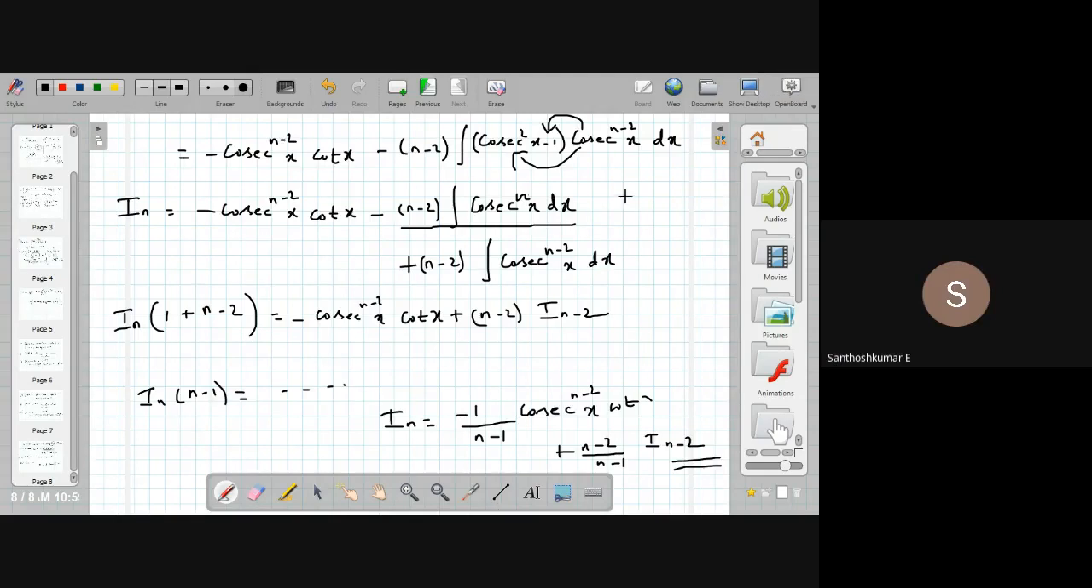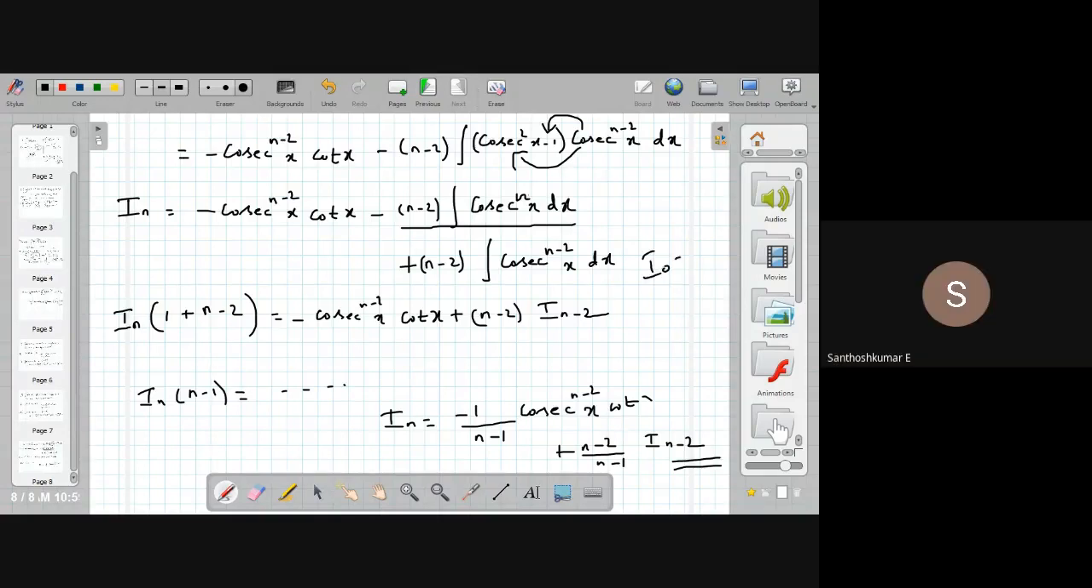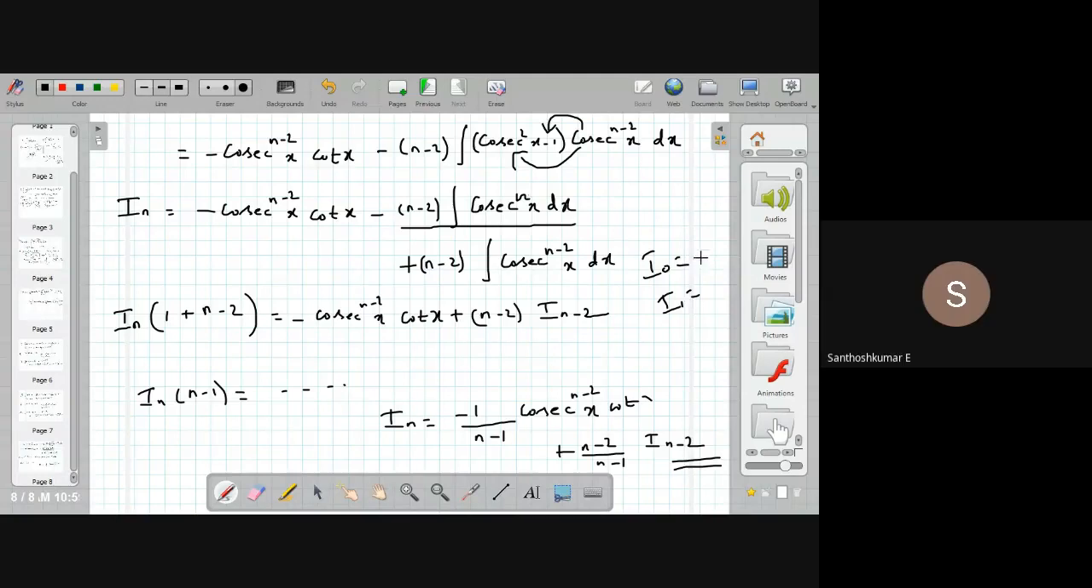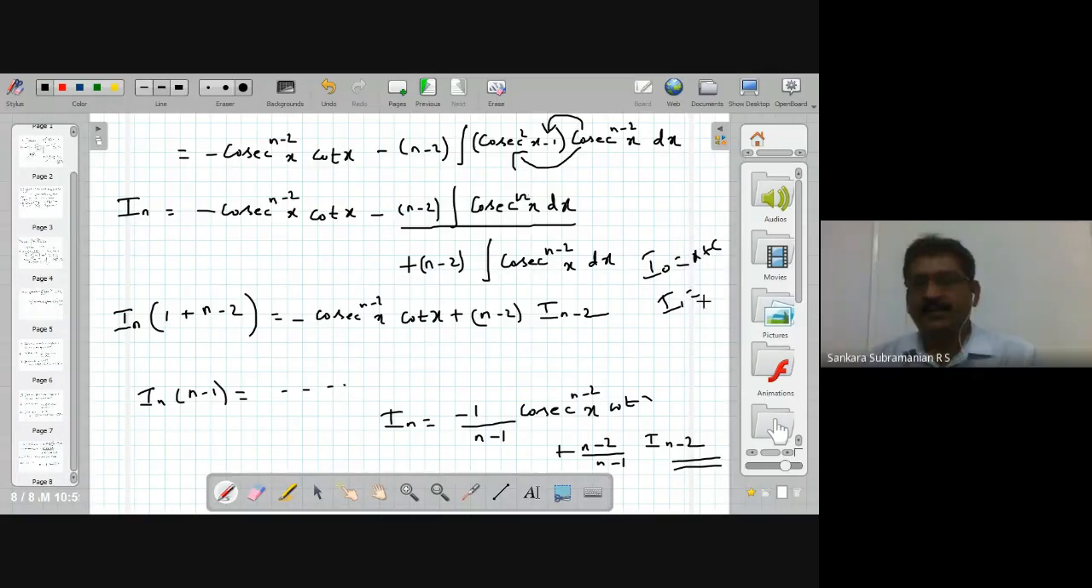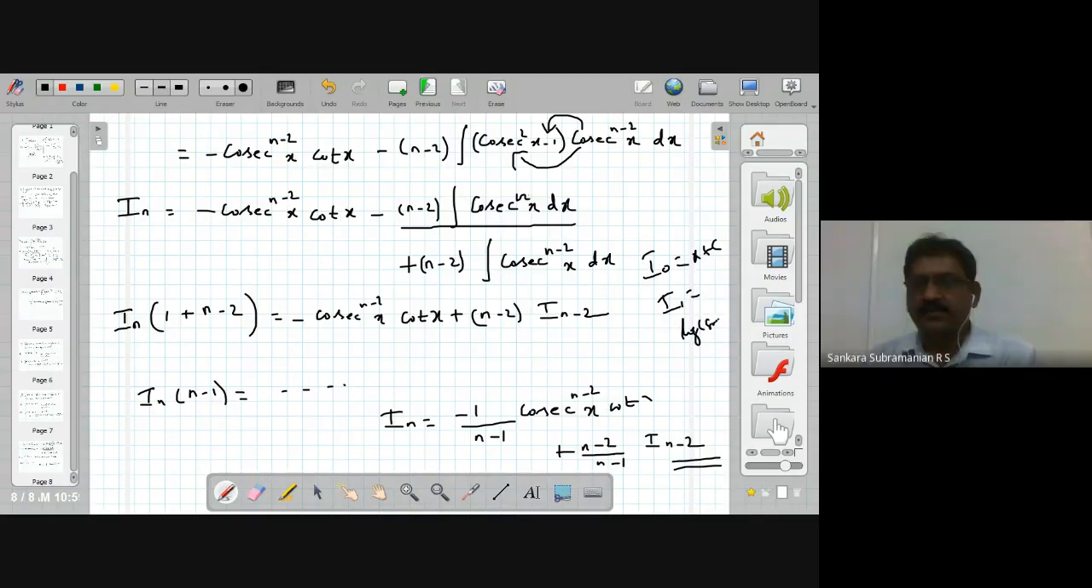So I naught next. Sorry, if time ஆயிடுச்சு, you have to find I naught, I1. What is I naught சொல்லுங்க? X plus c. Okay. What is I1? Log of sin x plus c.